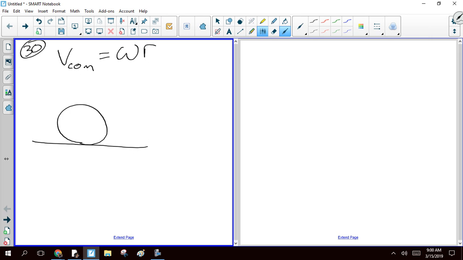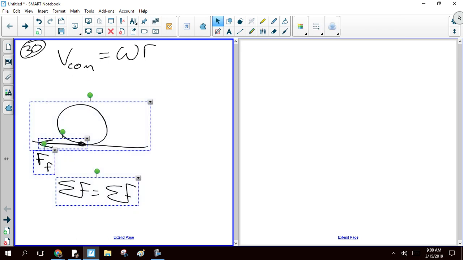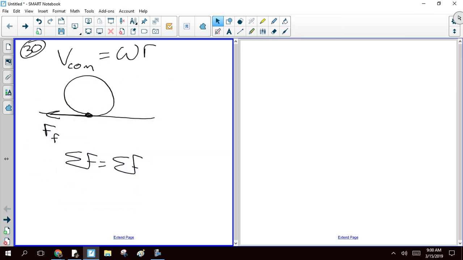All right, so in terms of force, what we're going to have is this. You're going to have the force of friction pulling it backwards. So when we write our net force equals net force equation, we're going to have that the mass of the bowling ball times the acceleration of the bowling ball is equal to the force of friction. Yes?